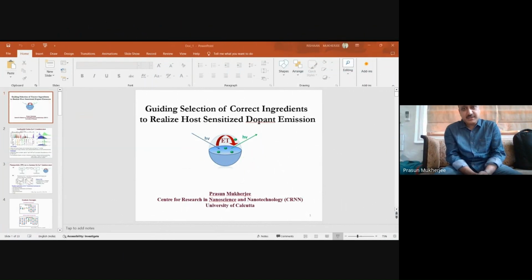Thanks to the organizers for giving me the opportunity for the second time as an invited speaker in this conference. So today my talk is on guiding selection of correct ingredients to realize host-sensitized dopant emission. In most of the talk, these dopants will be f-block dopants, that is, the lanthanides. And in the later part of the talk, I will be moving on to the d-block dopants.